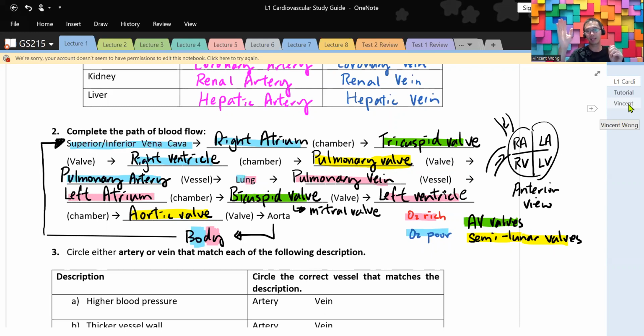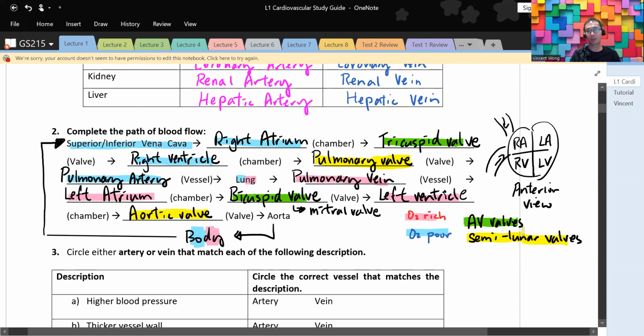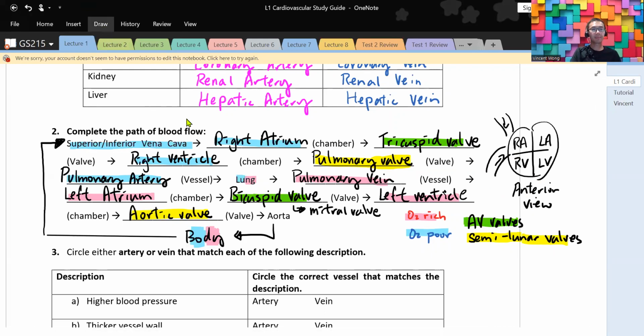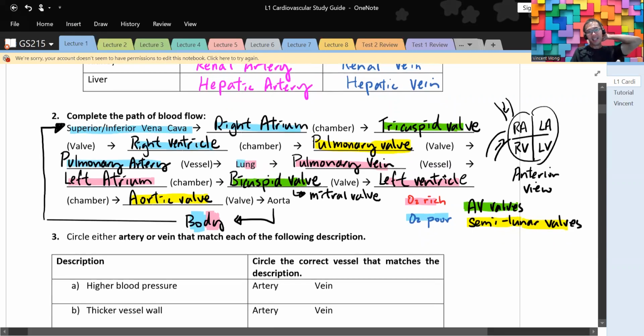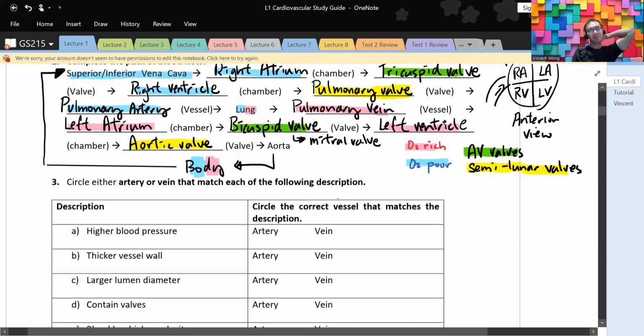So let's say this hand represents the AV valves and this hand represents the semilunar valves. When the AV valves open, semilunar will be closed. When the AV closes, the semilunar will open. So they will always be out of sync with respect to each other, okay? But the valves of the same category will always be in sync. Is this okay? Yes. Okay, thank you. All right, moving on, next part here.